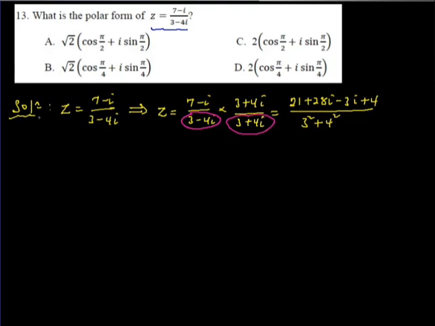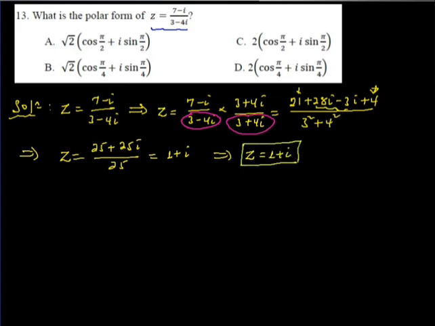Now this complex number can be written as 21 plus 4 is 25, plus 28i minus 3i means 25i, over 25. So this can be written as 1 plus i. Now the standard form of the given complex number is 1 plus i. This is the Cartesian form of the complex number.